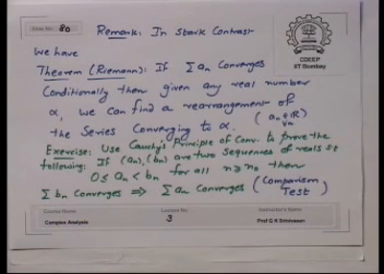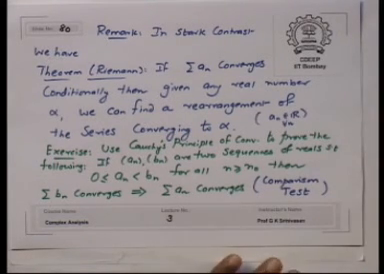It is a simple application of Cauchy's principle of convergence. We have proved the comparison test for improper integrals in MA 108. Pretty much the same proof goes through. Integrals get replaced by sums. It is just a direct consequence of Cauchy's principle of convergence. All right.